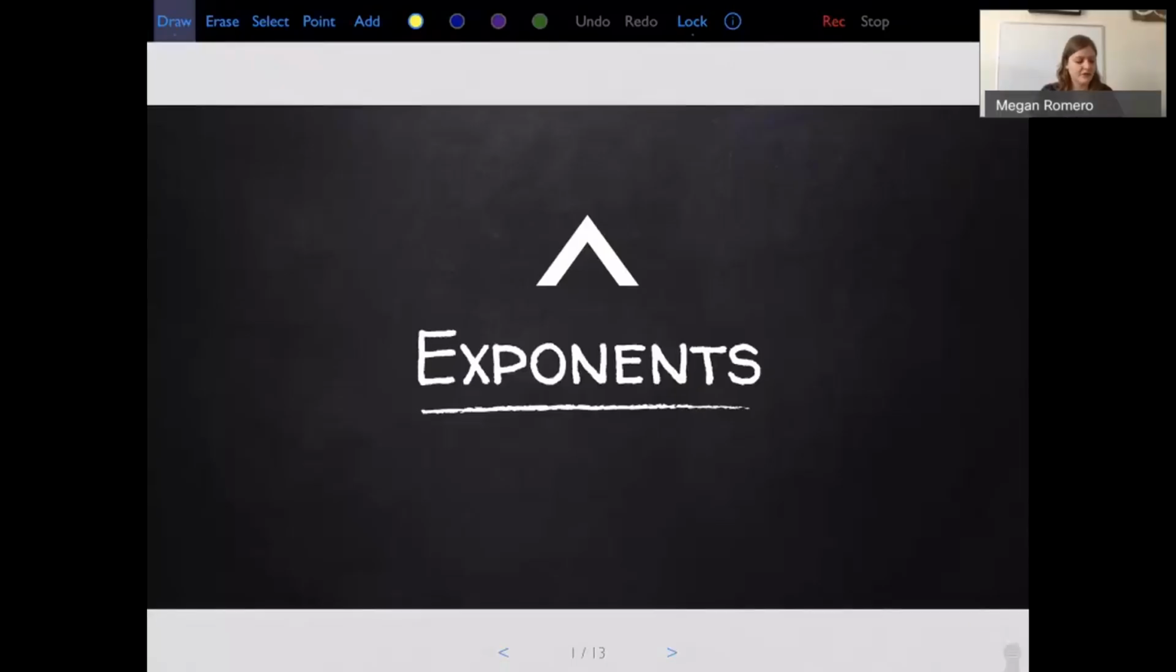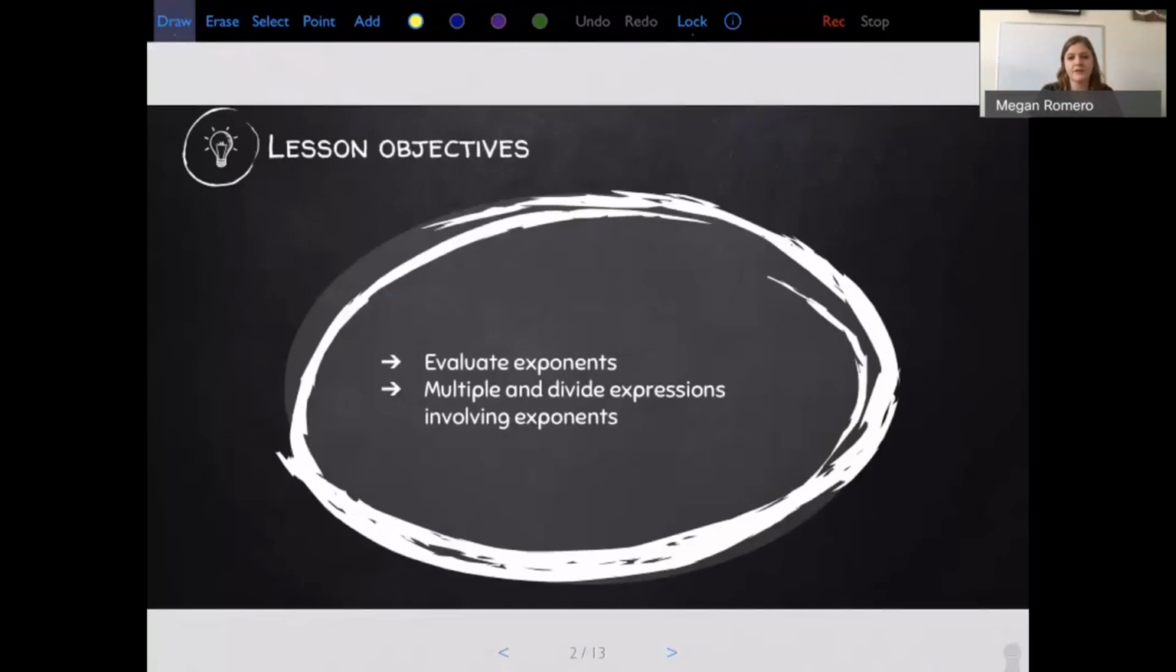In this lesson, we're going to go over exponents. Specifically, we'll evaluate exponents and we'll multiply and divide in expressions involving exponents.